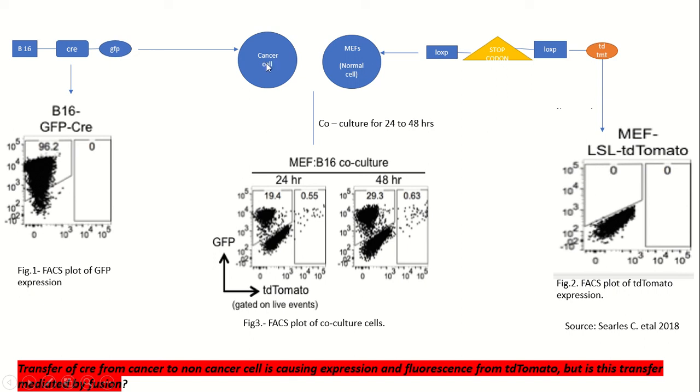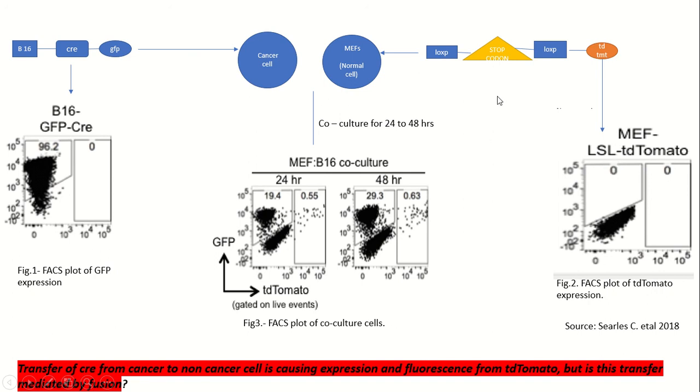To the contrary, they used GFP associated with recombinase Cre and the B16 promoter, and they found that 96.2% of these cells are expressing GFP fluorescence. So the cancer cell alone was giving GFP, and the normal cell alone was not giving any tdTomato fluorescence. This was the result they got.